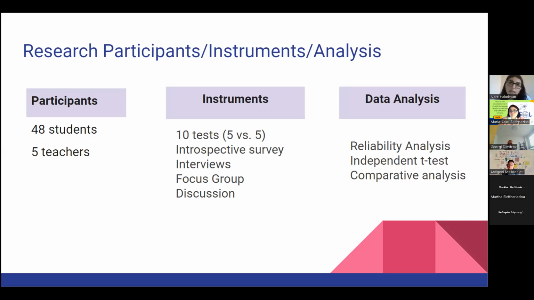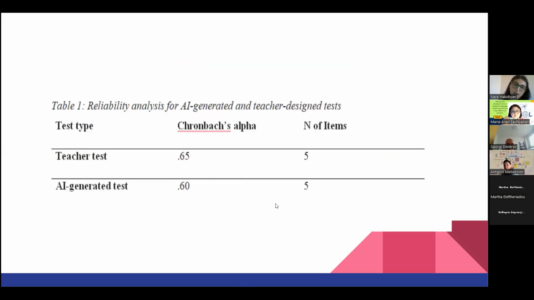Then after 5 weeks, the teachers were interviewed after being given all the tests, and there was a focus group discussion with 25 students. The instruments applied to process the data were reliability analysis, independent t-tests, and comparative analysis of all the items. Now, and this is one of the striking moments: in order to understand whether there was a difference in students' performance dependent on the test, we had to measure the reliability of both tests. Looking at this table, we see that there was a difference, but the difference was the slightest, 0.05.